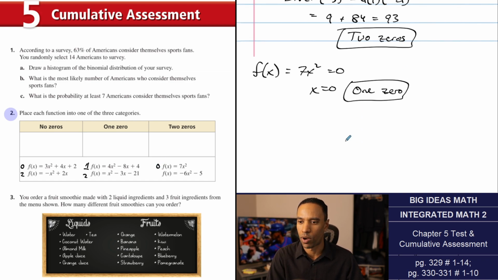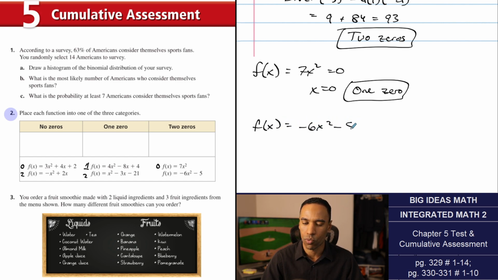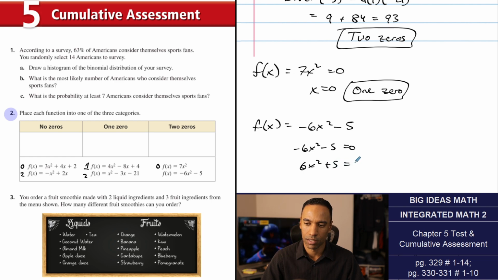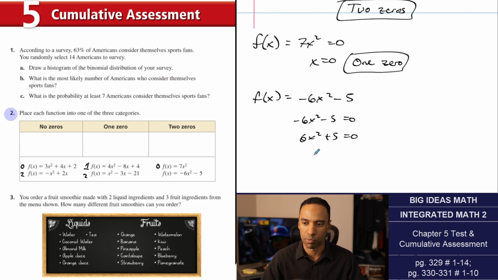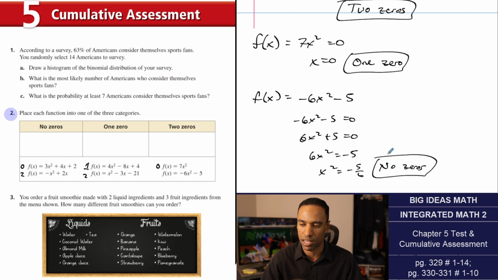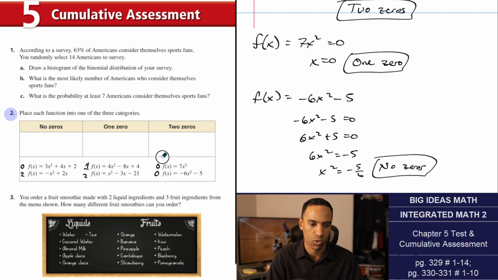And then the last one, f of x equals negative 6x squared minus 5. If I set this equal to 0 and get rid of the negatives, but I'm about to subtract, I get 6x squared equals negative 5. You can tell that here you're going to get a no zeros case because you have something where you're taking the square root of a negative. So I'm sorry, the 7x squared one wasn't no zeros. That was 1 zero. But that's no zeros there.